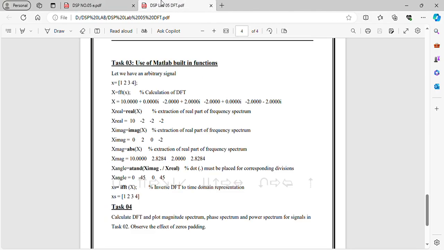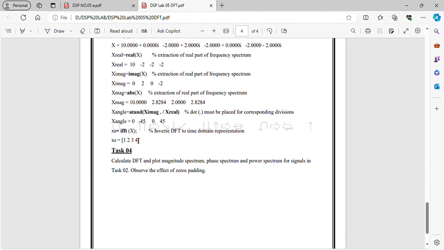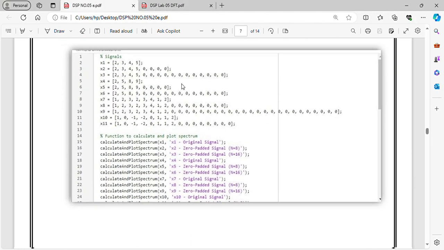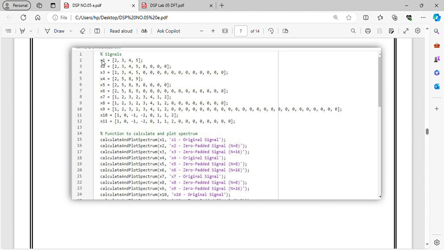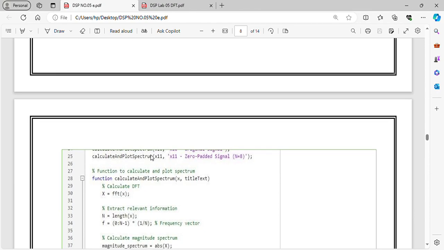In task number 4, calculate DFT and plot magnitude spectrum, phase spectrum, and power spectrum for signals in the task to observe the effect of zero padding. In this task, we calculate 3 spectrums, magnitude spectrum, phase spectrum, and power spectrum for each signal, and observe the zero padding. So the signals are given from x1 to x11. Function to calculate and plot spectrum. Calculate and plot spectrum for x1, for x2, and so on up to x11.